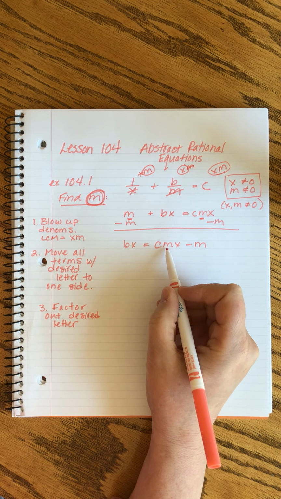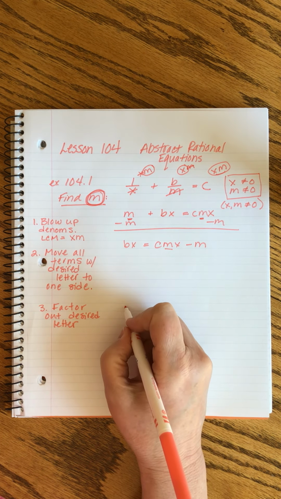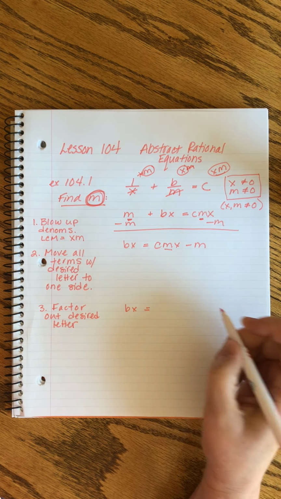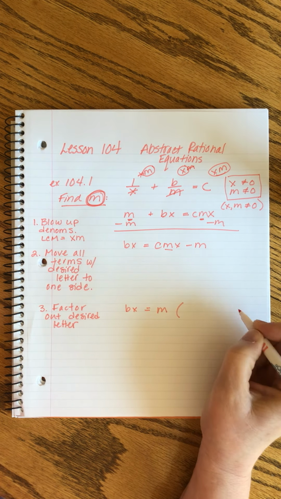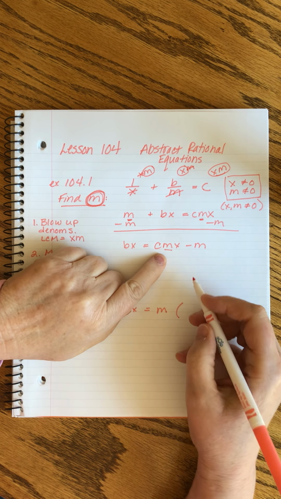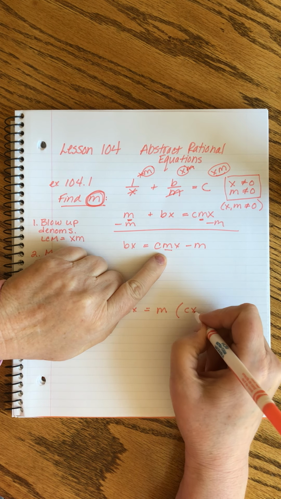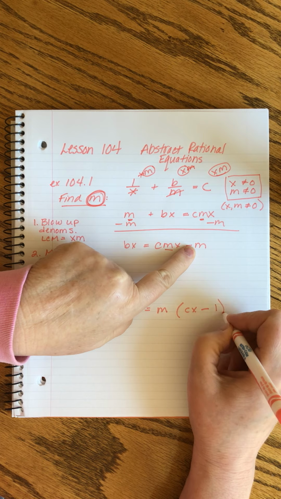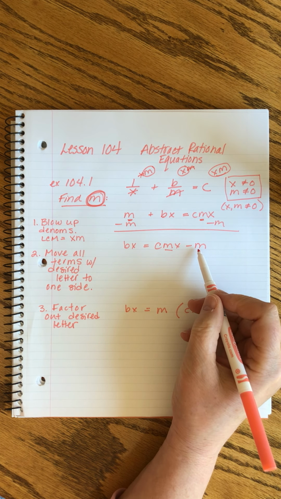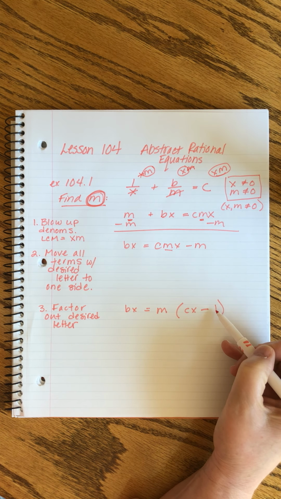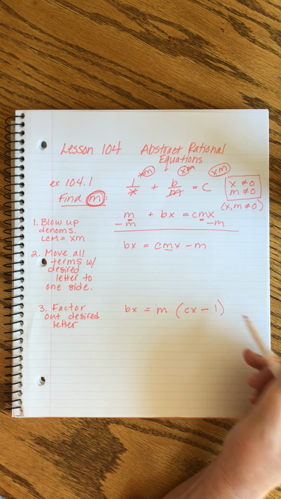In this case, the desired letter is the m. So I'm going to write bx, I'm leaving that side alone, equals m times the quantity, and now what's left when I factor the m out? cx minus 1. Remember that when we factor the whole term, we're left with a 1, not a 0. We don't drop it entirely. It's a minus 1, right?